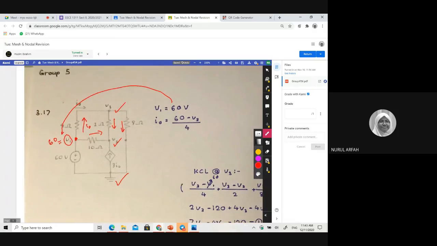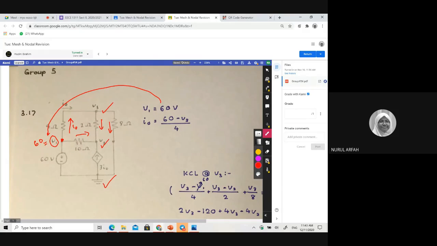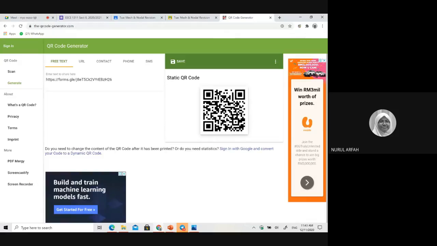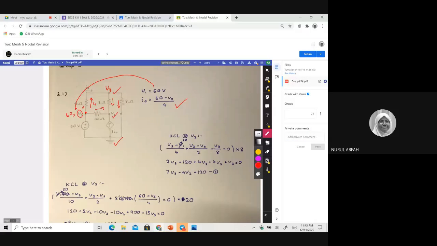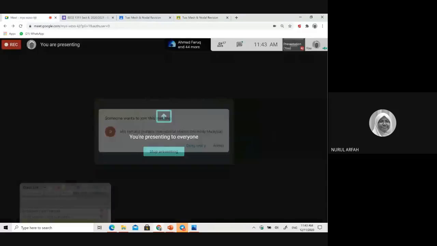Okay, so what is I note equal to? If you refer to your friend's answer here, 60 minus V3. I assume this is V3. Okay, good. 60 minus V3 divided by 4. So this is correct. Let me tutup.